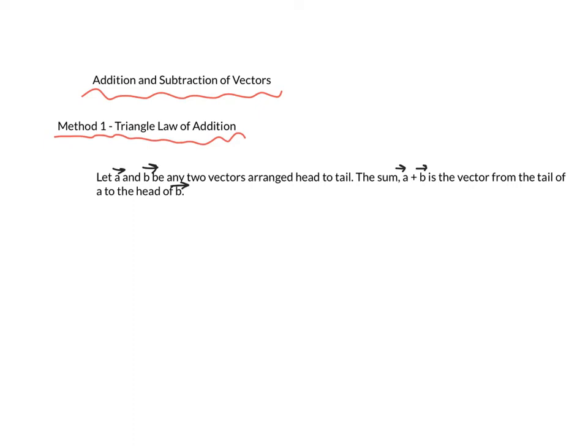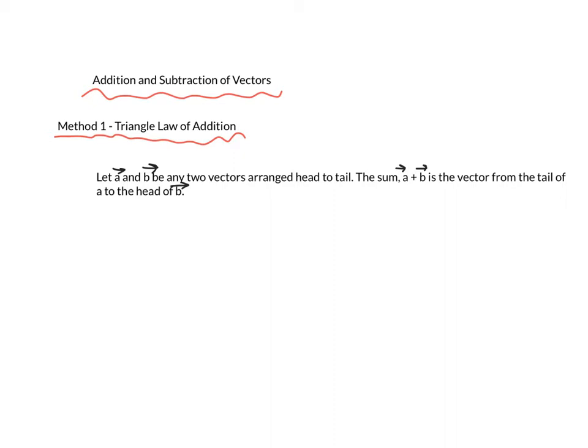Today I'm going to be talking about the addition and subtraction of vectors. The first method that we're going to be talking about is the triangle law of addition. So we have two vectors, A and B, and they're going to be arranged head to tail. The sum, A plus B, is the vector from the tail of A to the head of B.